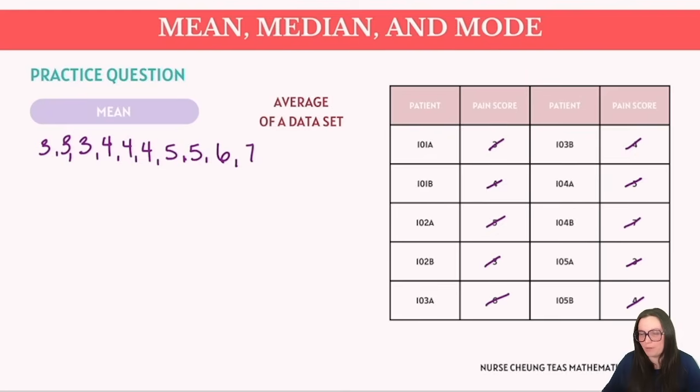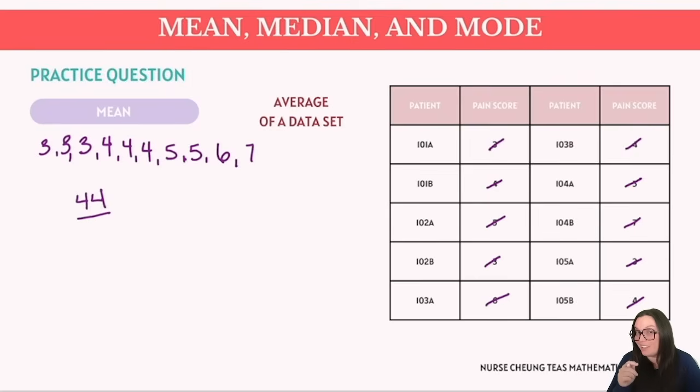Perfect. Now we got them in order. We're going to save ourselves a whole bunch of time. So with mean, remember, that's our average. So we're going to add all of these numbers together. So if we were to add 3 plus 3 plus 4, so on and so forth, it's going to give us a total of 44.